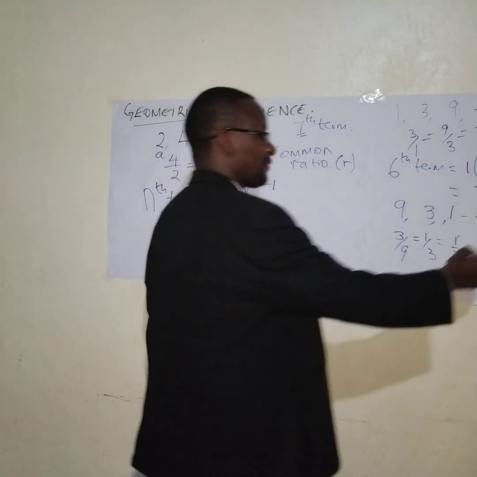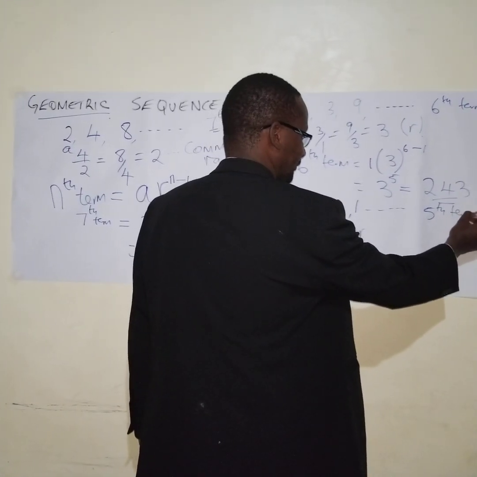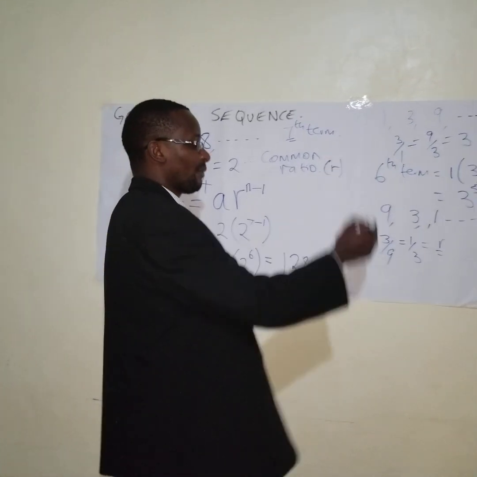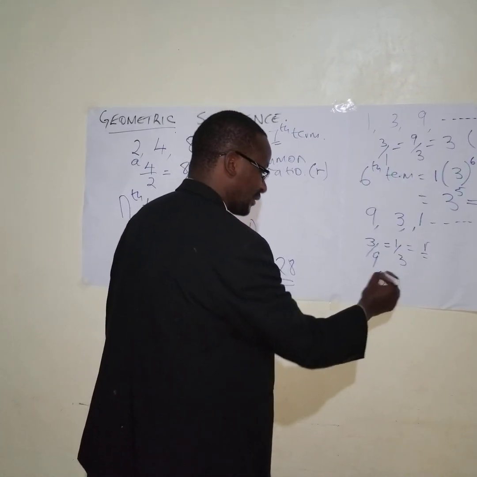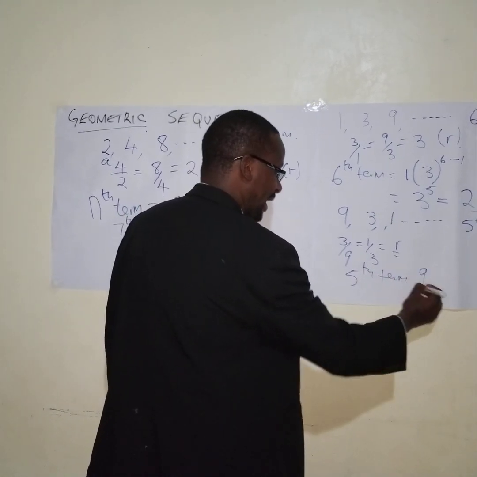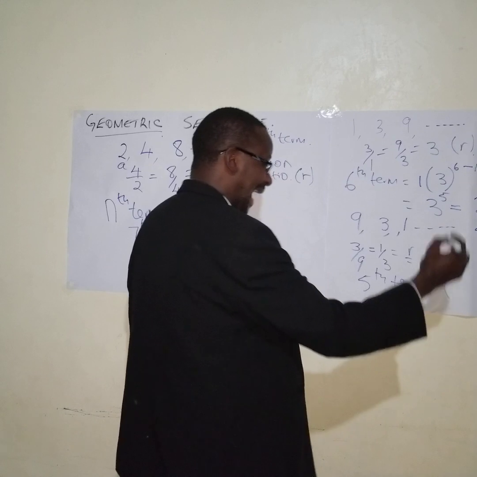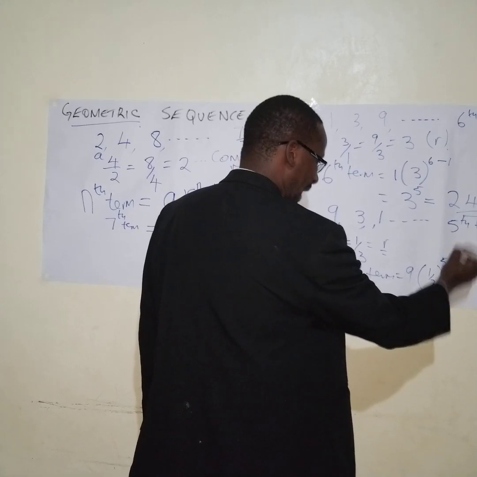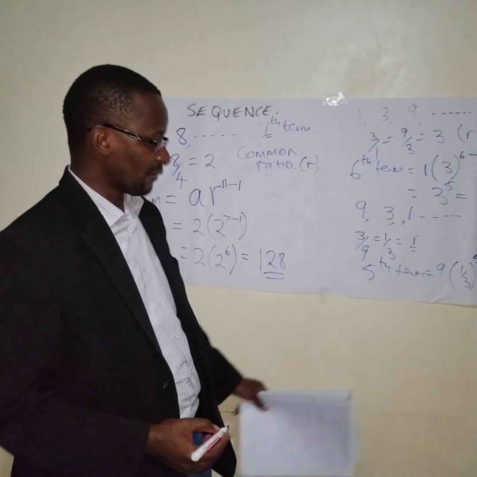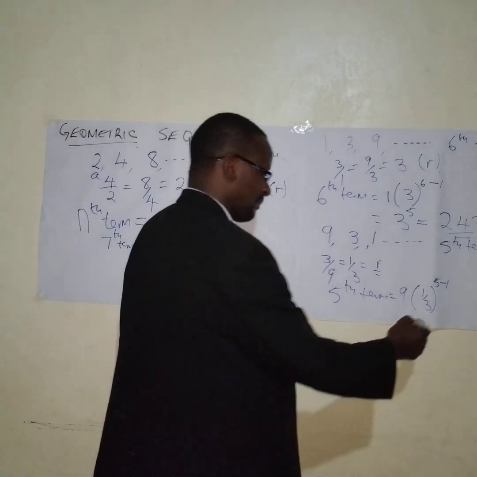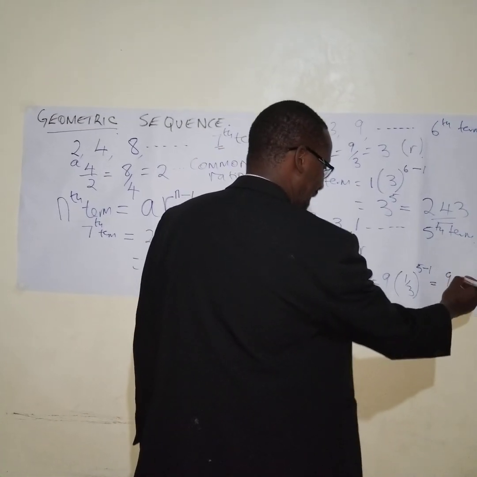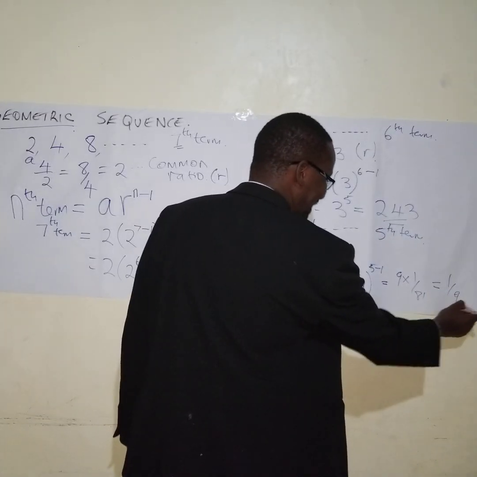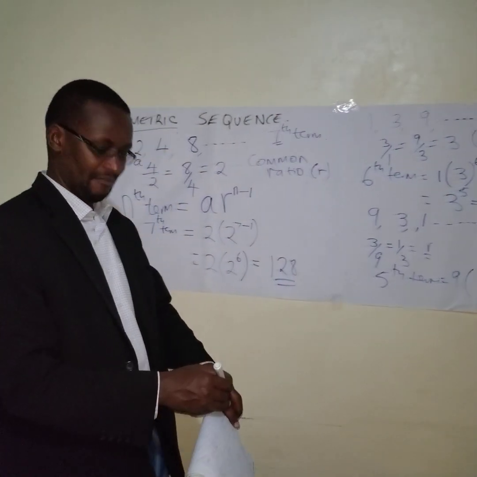So if you are asked to get the 5th term, for example, then it will be easy. It will be the same formula. Our a now will be 9. So 5th term, our a will be 9, multiplied by r, which is a third, and that a third is raised to power 5 minus 1. 5 minus 1 will be 4. A third raised to power 4 will be 1 over 81. So it's 9 times 1 over 81. So 9 by 9, 1 by 9. And the answer will be 1 over 9. So that will be the 5th term.